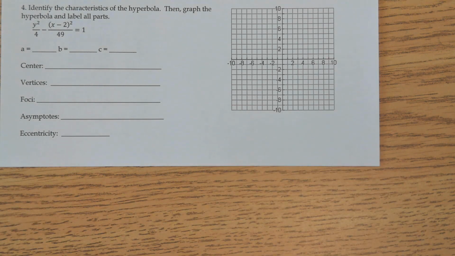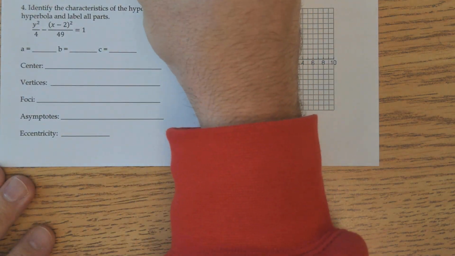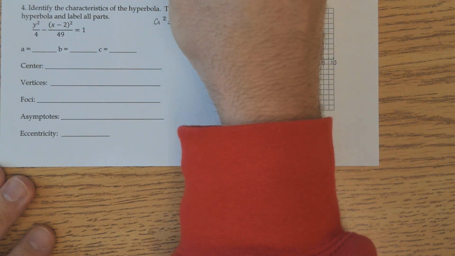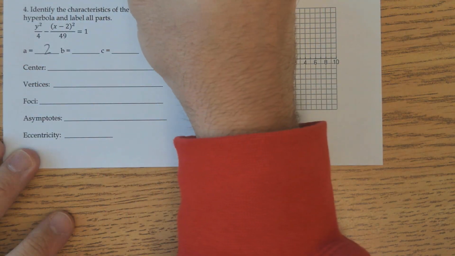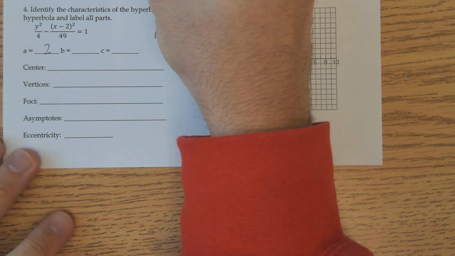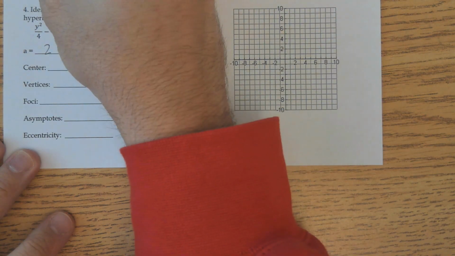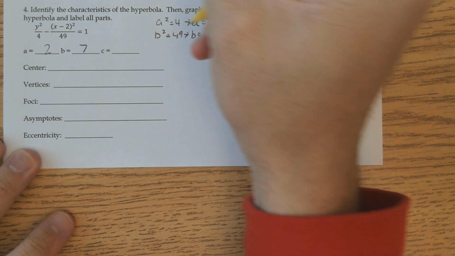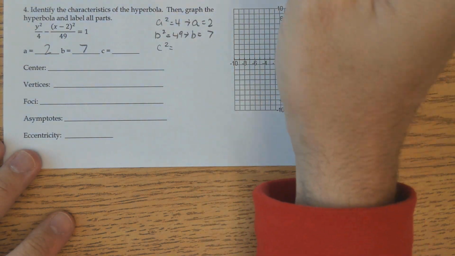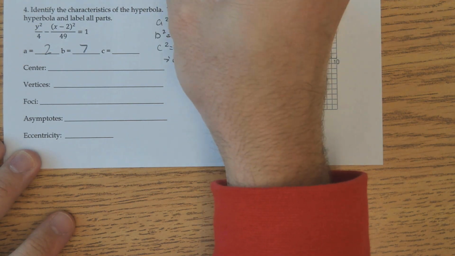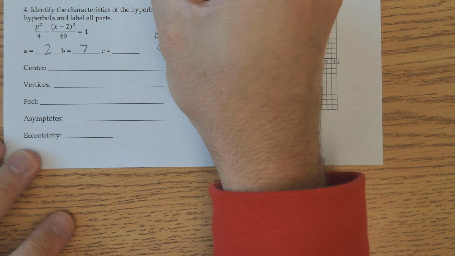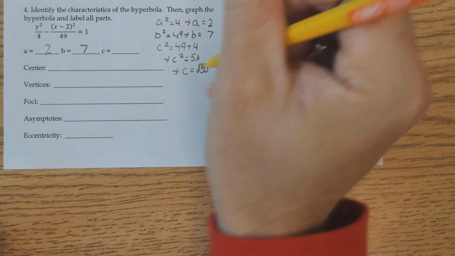All right, identify the characteristics of the hyperbola, then graph it. Okay, so recall, A squared is always under the positive fraction here. So that means then A squared equals 4, which after you square root it means that A is 2. That means B squared is equal to 49, which means then B is 7. And then for C squared, we're going to have C squared equals A squared plus B squared. So that's going to be 49 plus 4. C squared equals 53. C equals the square root of 53.